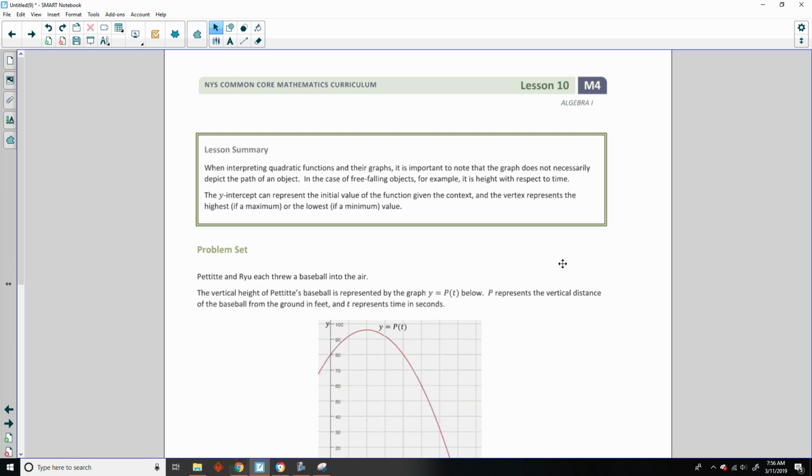That is the end of lesson 10. Review the lesson summary and go do your problem set.